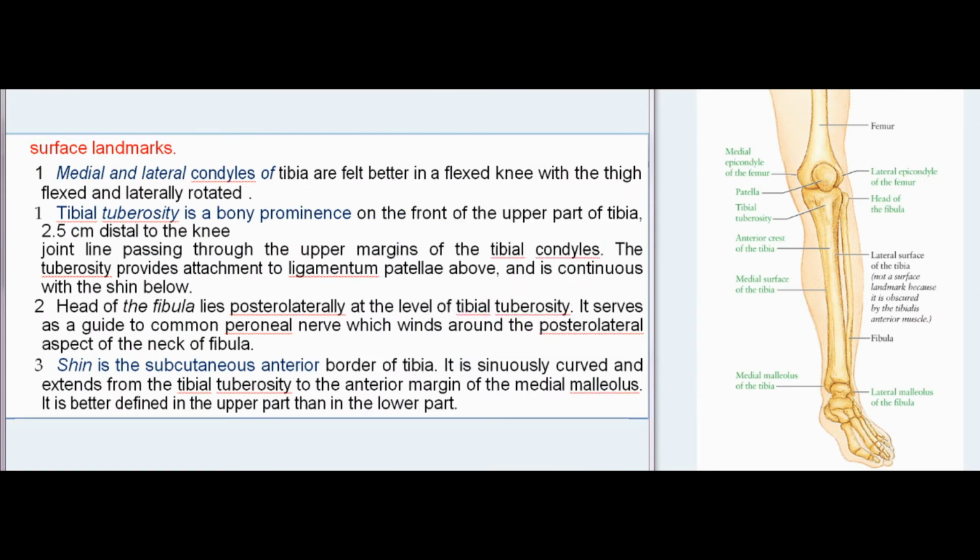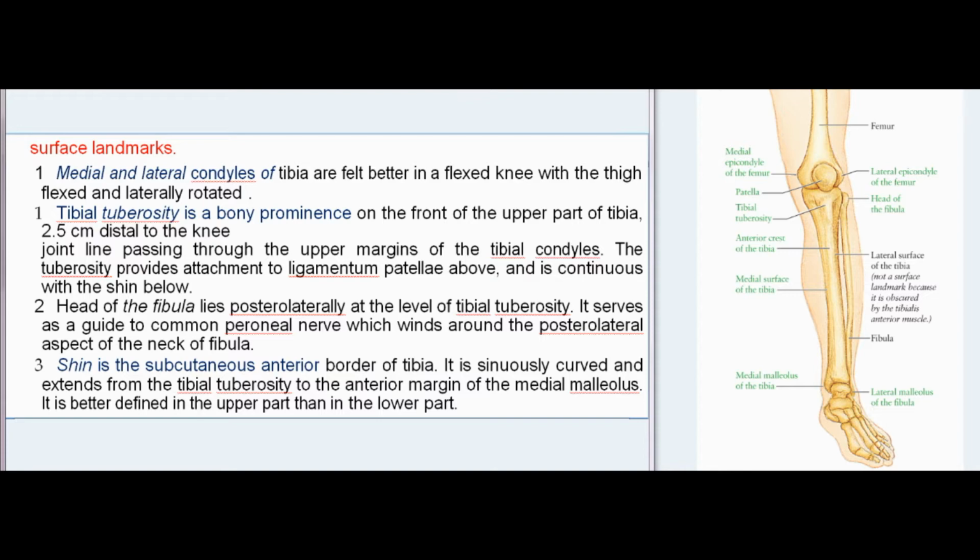Surface landmarks. 1. Medial and lateral condyles of tibia are felt better in a flexed knee with the thigh flexed and laterally rotated. 2. Tibial tuberosity is a bony prominence on the front of the upper part of tibia, 2.5 cm distal to the knee joint line passing through the upper margins of the tibial condyles. The tuberosity provides attachment to ligamentum patellae above, and is continuous with the shin below.